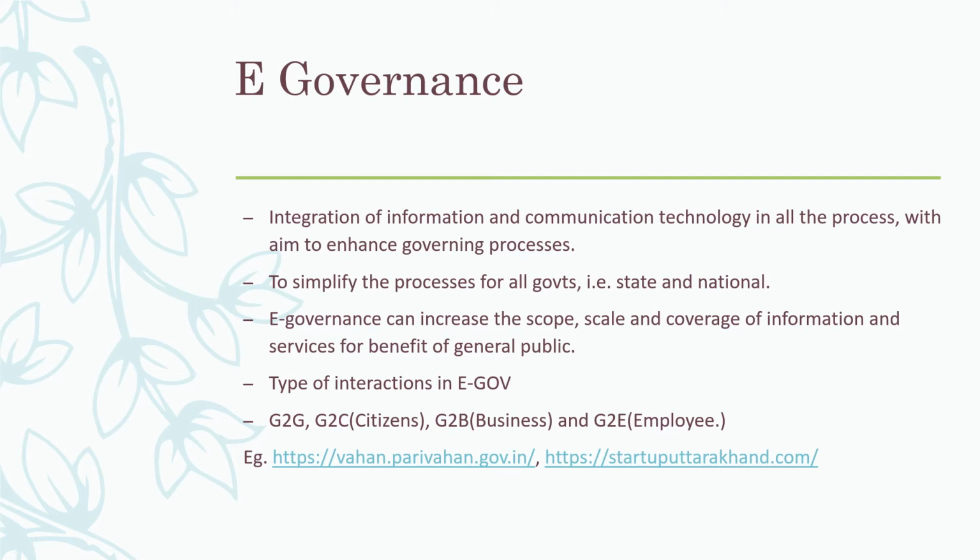Next, the types of interaction in e-government. There are certain types. So there are government to government websites. For example, the interaction there is between the state government and the central government, so they have a separate type of interaction. Government to citizen interaction: these are the schemes released for citizens to avail the benefits. Then there are government to business interactions, where there are special schemes for businesses.